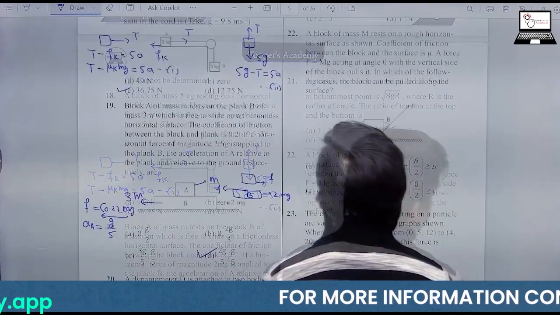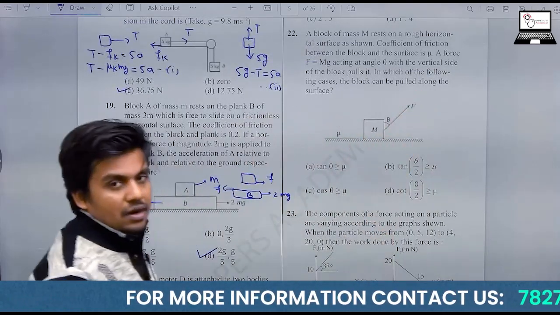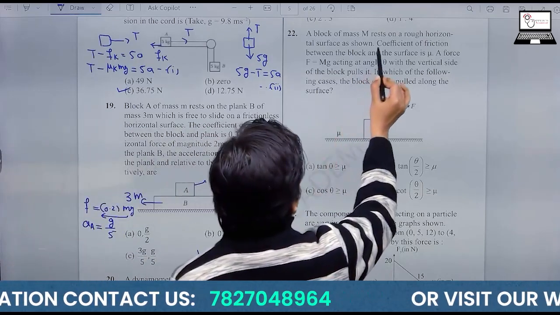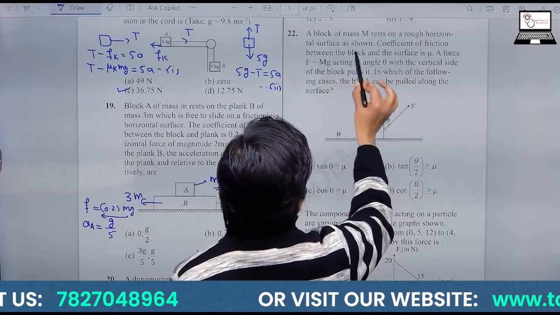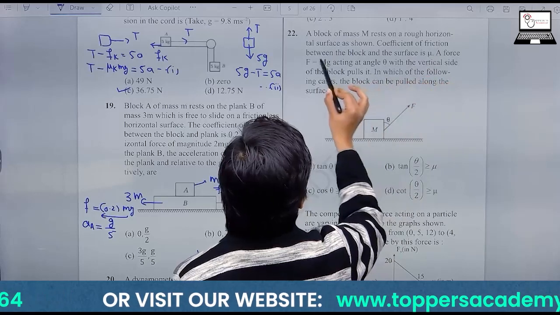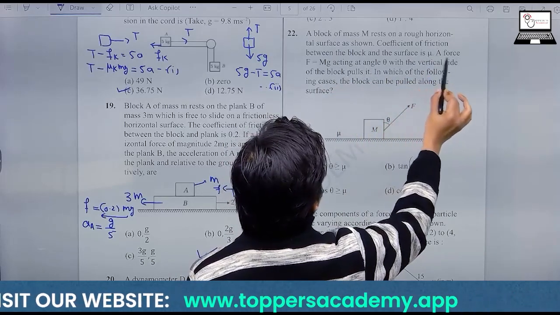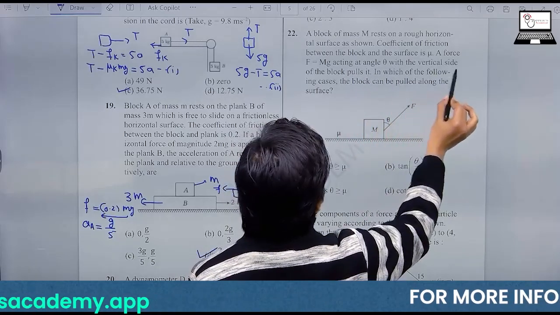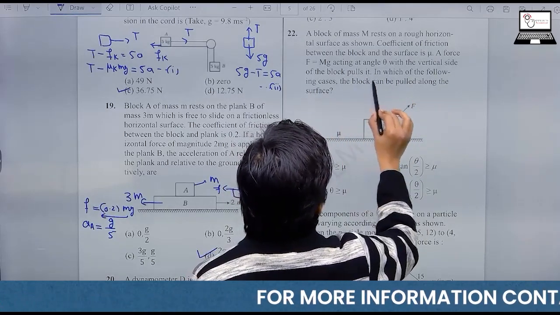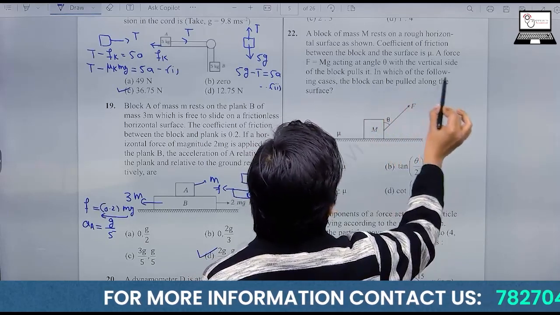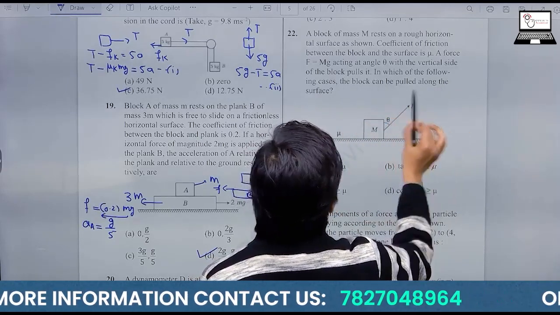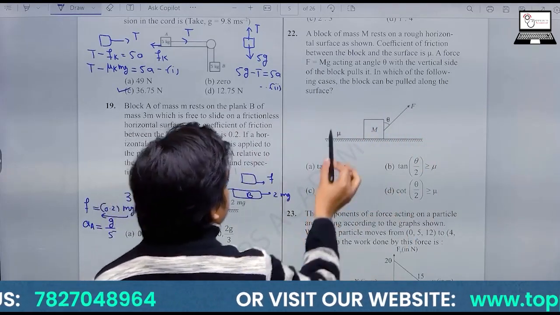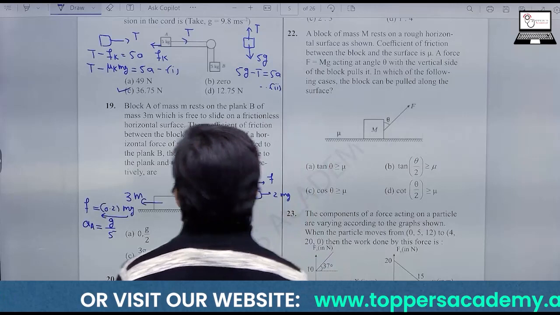Now question number 22. A block of mass capital M rests on a rough horizontal surface as shown. Coefficient of friction between the block and the surface is mu. A force F equal to mg acting at an angle theta with the vertical side of the block pulls it. In which of the following cases can the block be pulled along the surface?